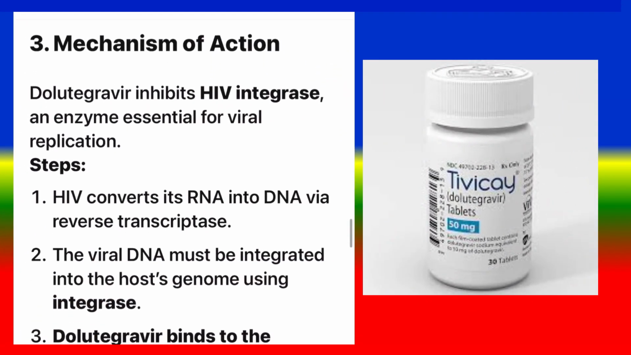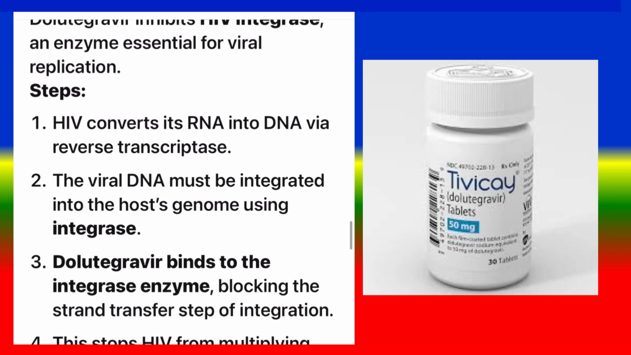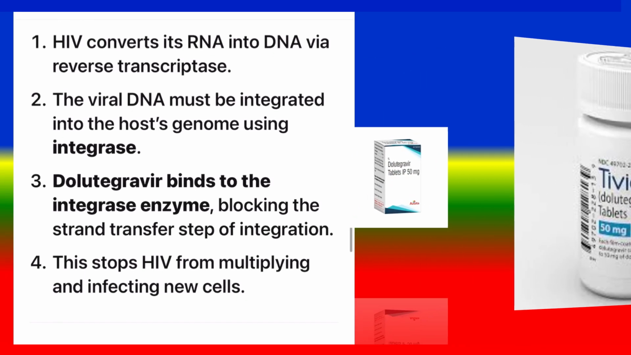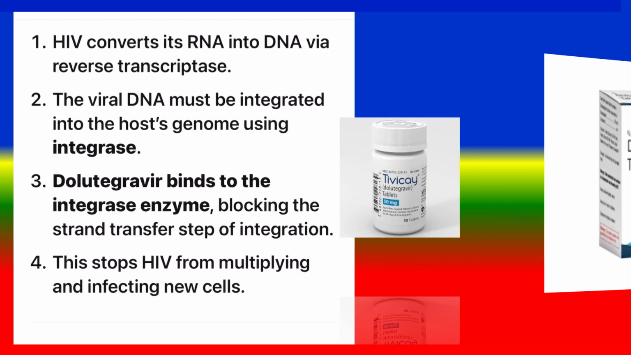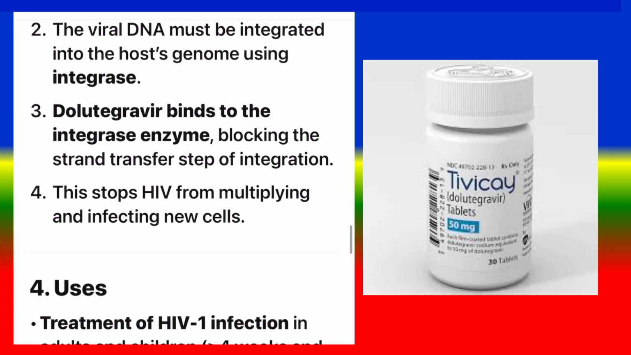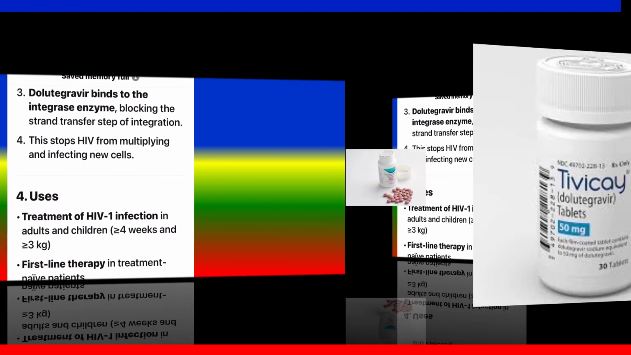3. Mechanism of action. Dolutegravir inhibits HIV integrase, an enzyme essential for viral replication. Steps: 1. HIV converts its RNA into DNA via reverse transcriptase. 2. The viral DNA must be integrated into the host's genome using integrase. 3. Dolutegravir binds to the integrase enzyme, blocking the strand transfer step of integration. 4. This stops HIV from multiplying and infecting new cells.